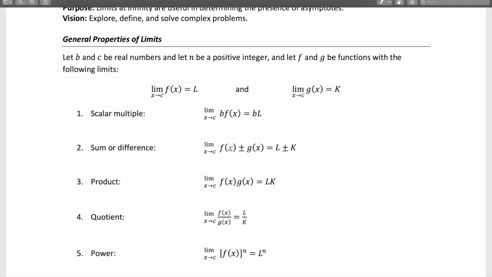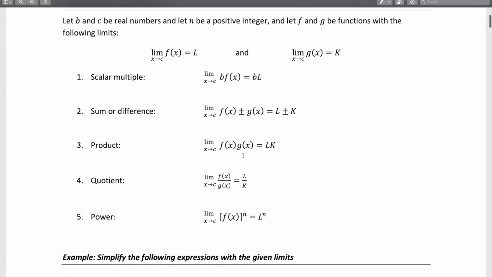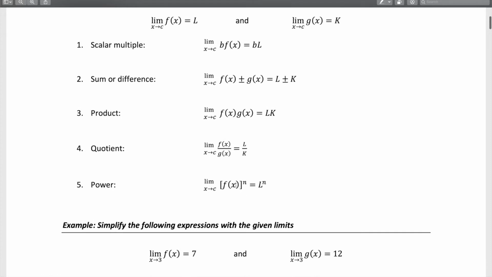if we have the limit of two functions being added or subtracted apart, we can actually just separate it out and evaluate the limit of each one separately and then add or subtract the answers together. Same thing, if we have the limit of multiplication, we can basically evaluate each limit separate, so the limit of f and the limit of g, and then multiply those answers. Same property holds true with division, as well as raising things to powers.